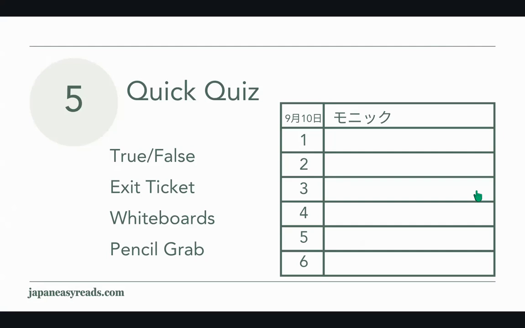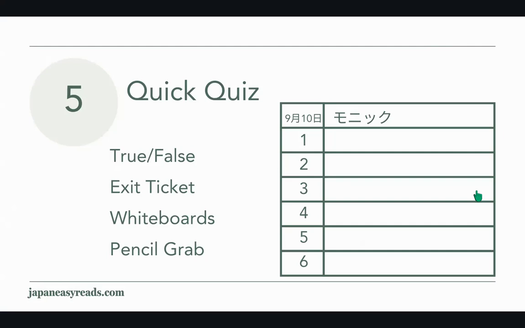So if it was a true or false, it might be neko ga imasu, and if it was, obviously, false, they would record F. Or it could be a little exit ticket where it might be, what Super 7 word did we use today? What's a new word that you have acquired now, that you know now?